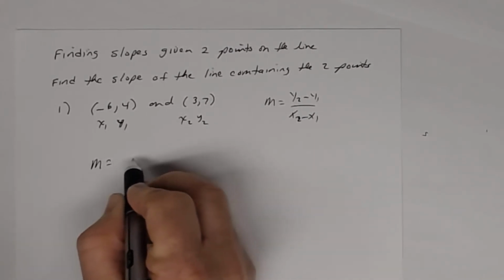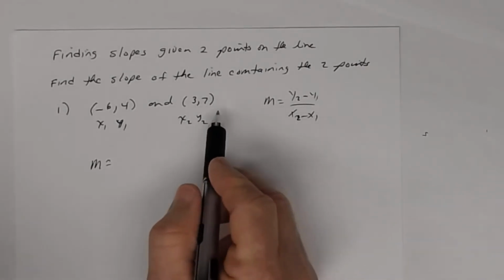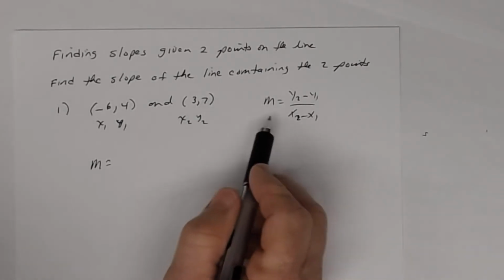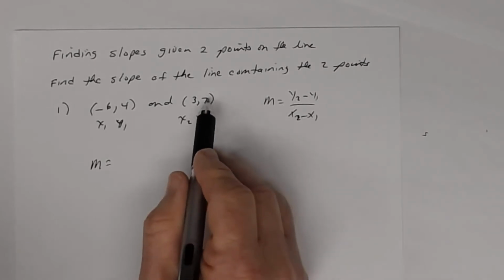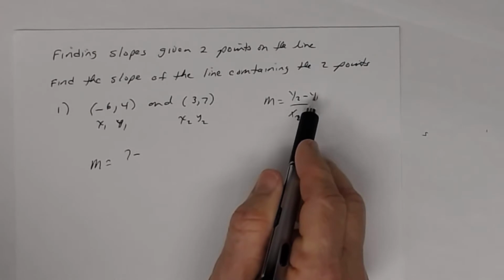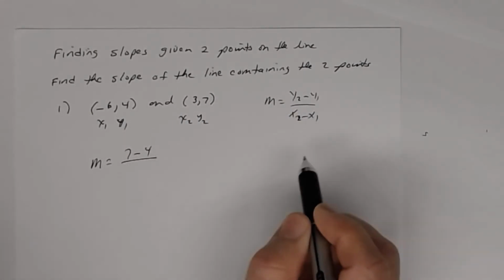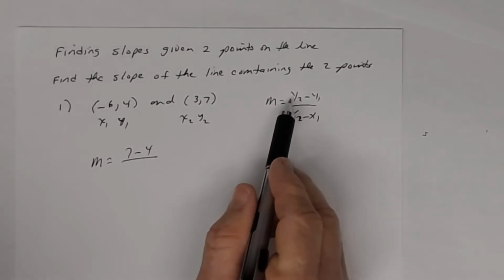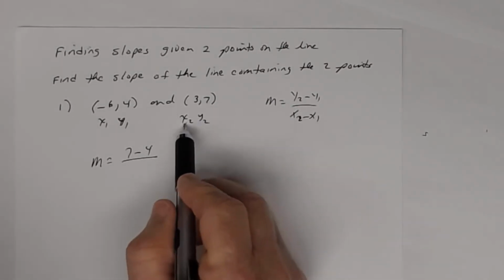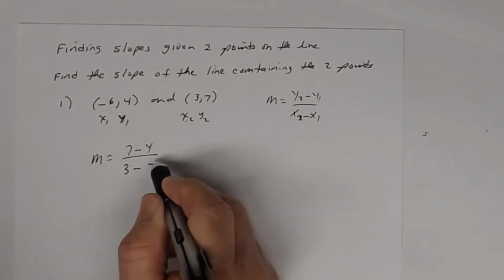So the slope is y2 minus y1. Now remember, the order matters, so be careful. If you put y2 first, then you've got to put x2 first in the denominator. So 7, subtract, remember that's a subtraction, y1, which is 4, divided by, and since I started with y2, I'm going to start with x2. So x2 is 3, subtract x1, which is negative 6.